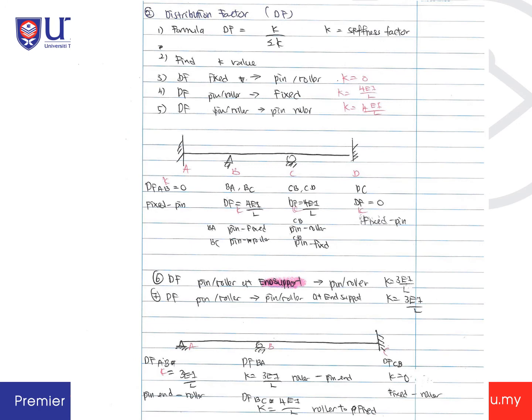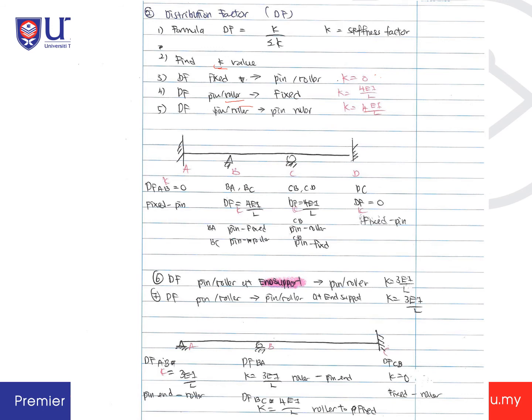So now we will go to the distribution factor. The distribution factor is also a little different at the pin end. So find the value of K. For fixed to pin, K is equal to 0. And if it is pin to roller, then K is equal to 4EI over L. And if roller to pin, it will be 4EI over L.